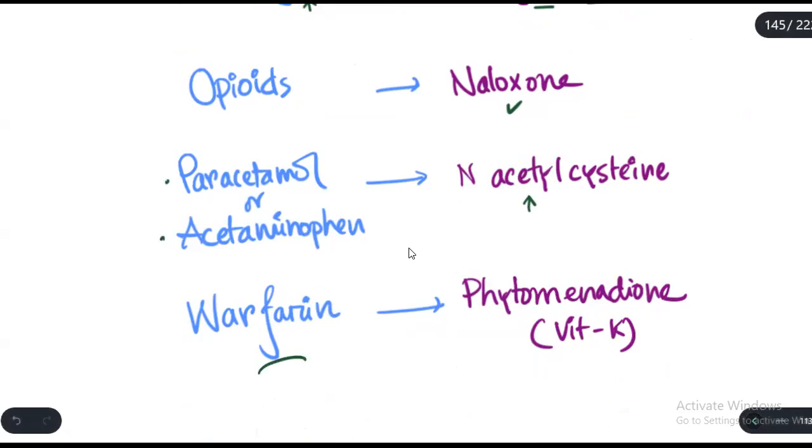For warfarin, which is a vitamin K antagonist, you have to use vitamin K as the antidote. In warfarin overdose, you have to use vitamin K, because warfarin blocks vitamin K. You give vitamin K, and the name of vitamin K is phytomenadione.